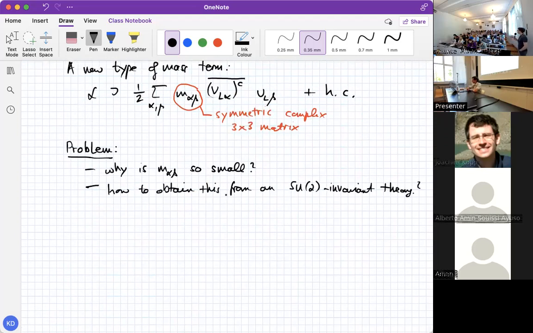Any other questions? Okay. Well, perhaps the most elegant answer to both of these questions is the so-called seesaw mechanism. Well, you can argue on how elegant it is, and I don't want to go into this, but it's certainly the most popular answer to those two questions. Seesaw mechanism.